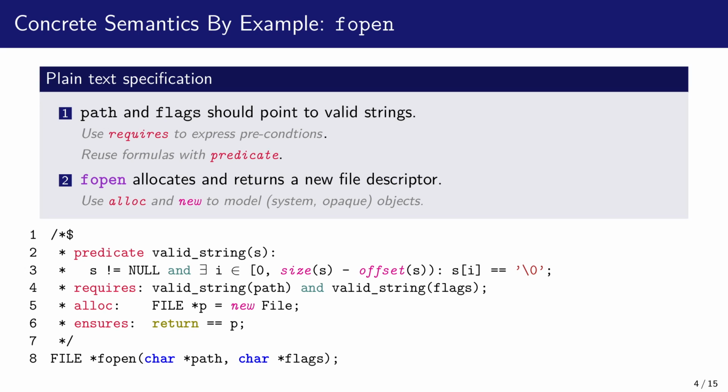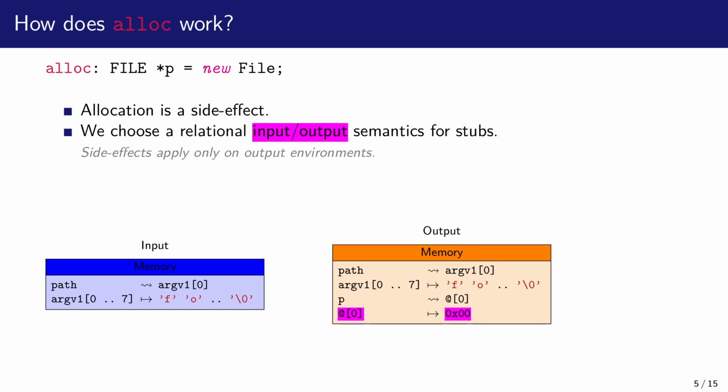However, we don't want to specify how the file descriptor is created, how it is stored, etc. So we use the general concept of resources, which are system objects created by the stub, but they have an arbitrary content and size. So the only information that we have is the class of the resource, which is here the file class. And using this simple concept, we can easily model other things like dynamic allocations with malloc, creation of sockets, and so on. And let's see how an allocation actually works.